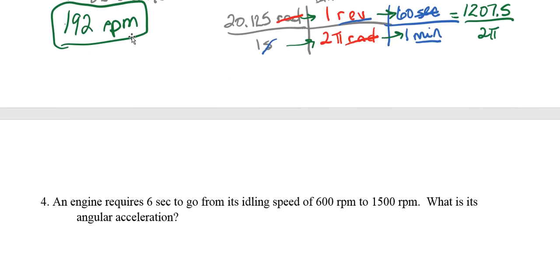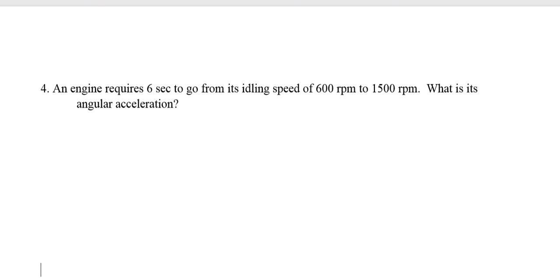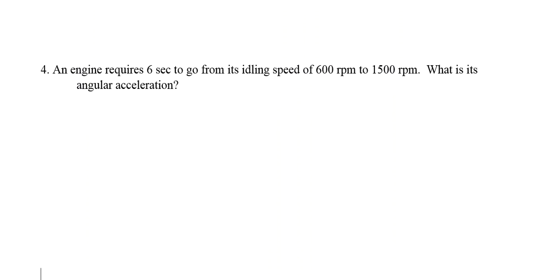Okay, the last one we're going to work with: an engine requires 6 seconds to go from its idling speed of 600 RPMs to 1500 RPMs. What is its angular acceleration? Okay, according to those formulas up above, our angular acceleration formula is alpha equals the final angular velocity minus the original angular velocity divided by time.